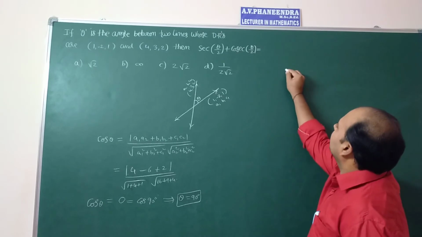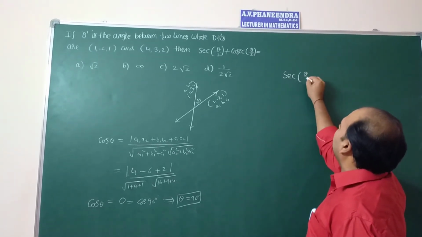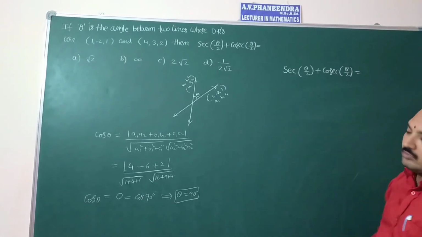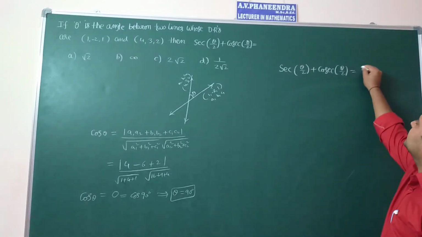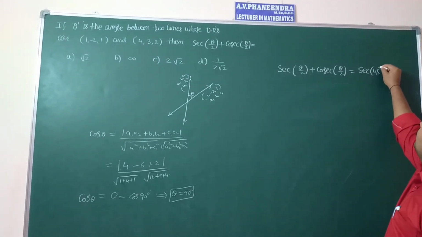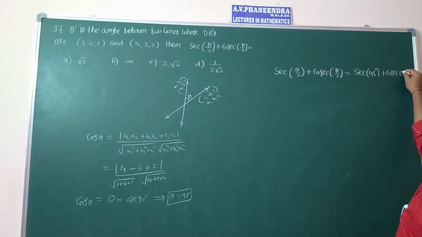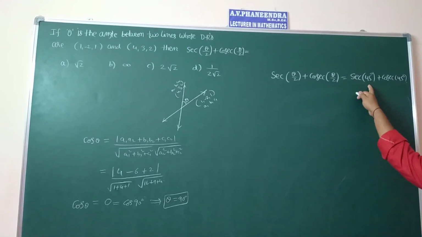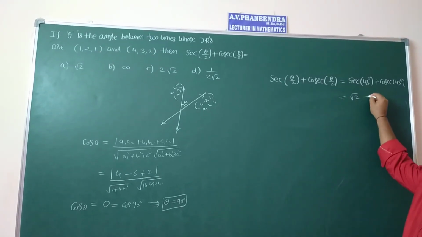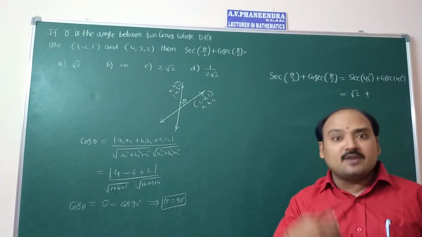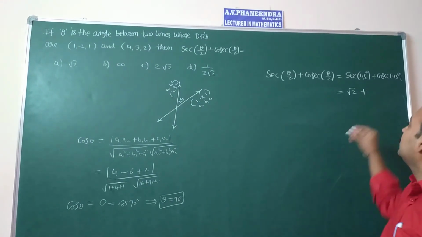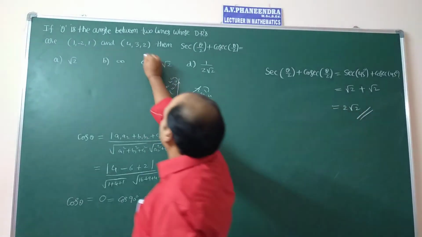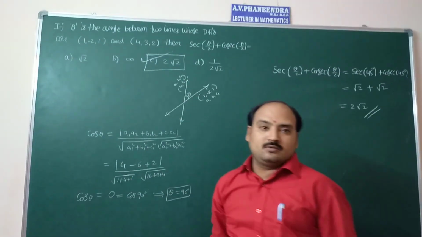Now come to the question. Now the question is secant of theta by 2 plus cosecant of theta by 2. In place of theta substitute 90, it becomes secant of 90 by 2, that is 45, plus cosecant 45. Cos 45 is 1 by root 2, so secant, the reciprocal of cos, becomes root 2, plus cosecant 45, which is 1 by sin 45, sin 45 is 1 by root 2, so it is root 2. Therefore root 2 plus root 2 is 2 root 2, therefore the answer is 2 root 2, which is there in the third option.